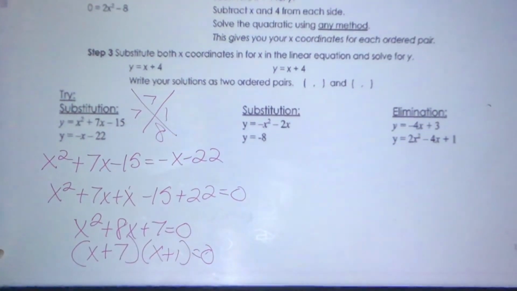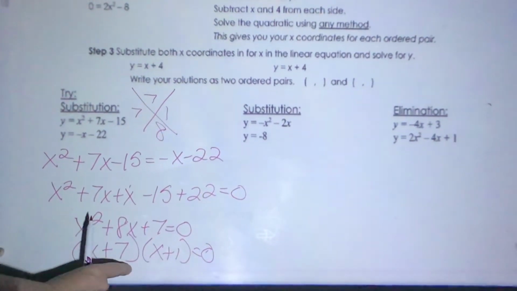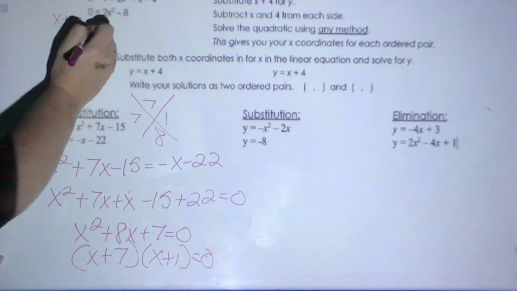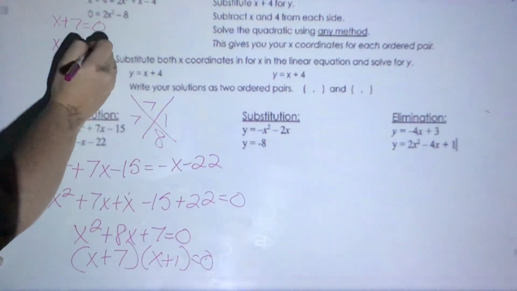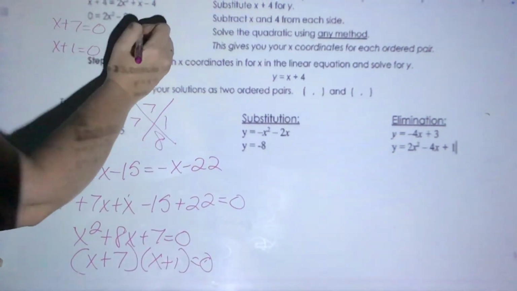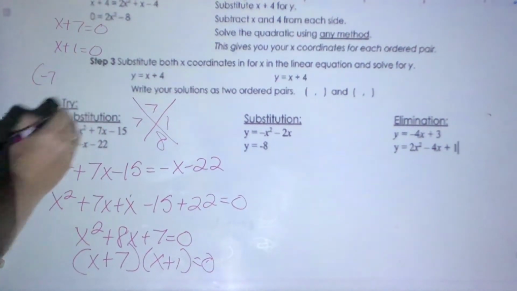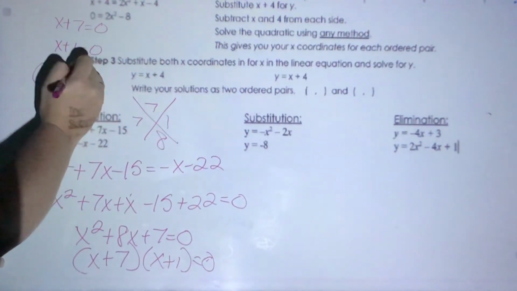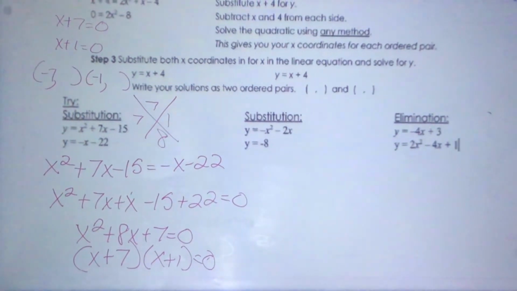So now I'm going to use the zero product property, because if this times this equals 0, then either this equals 0, so I'm going to write x plus 7 equals 0, or x plus 1 equals 0. If I solve this equation, I would get x equals negative 7. If I solve this equation, I get x equals negative 1. Those are the two x numbers in the two ordered pairs where the line and the parabola would cross.